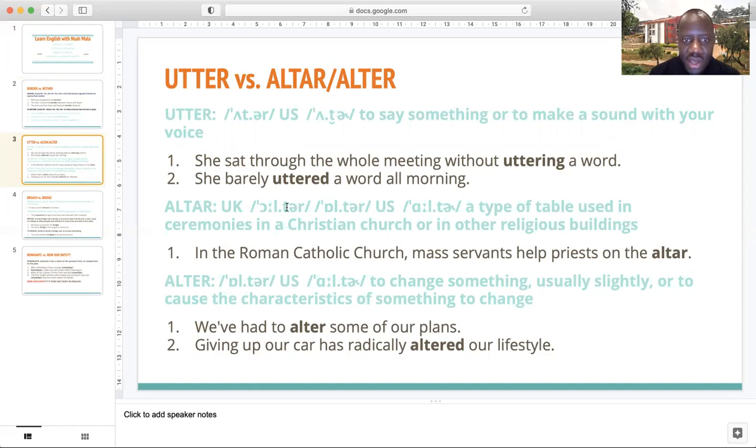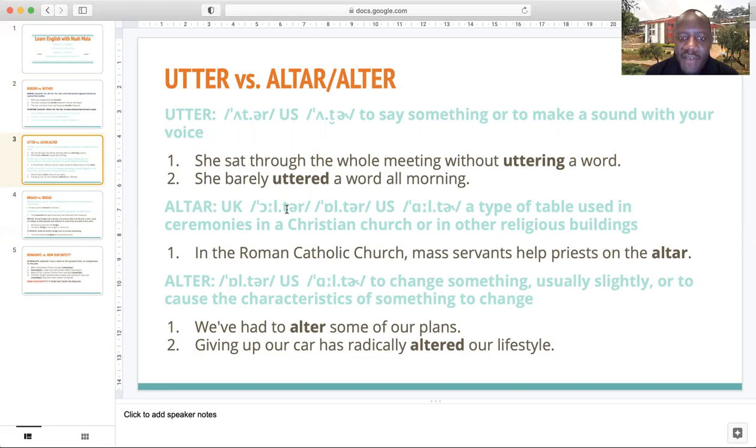And now, altar, the altar of God, the sacred place of the Lord. So an altar is a type of table used in ceremonies in a Christian church or in other religious buildings, or it's a special place on which the priest performs religious duties in a religious building. For instance, in the Roman Catholic Church, mass servants help priests on the altar. And altar is not alter as below, okay?